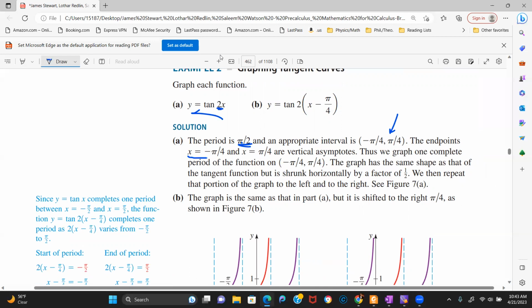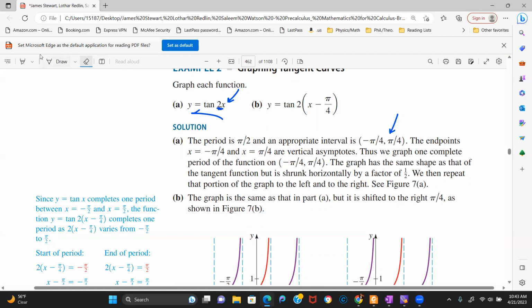Now note, these are going to be points where this function is not defined. Why? If you plug in pi over 4, you get 2 times pi over 4. The 2 cancels with the 2 in the denominator, so you get tangent of pi over 2, and we know that tangent is not defined at pi over 2. So we have an asymptote at pi over 4, and the same reasoning tells us we have an asymptote at negative pi over 4.